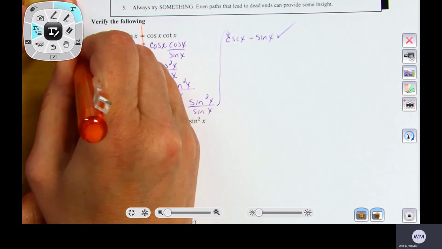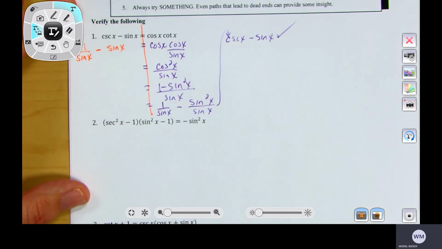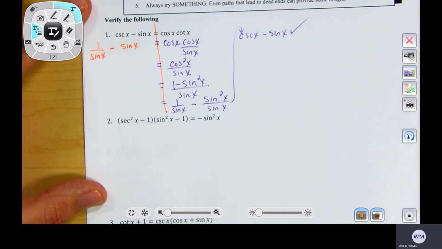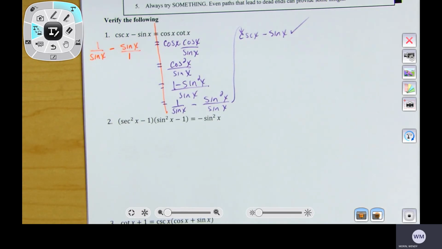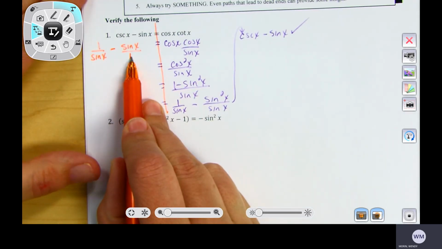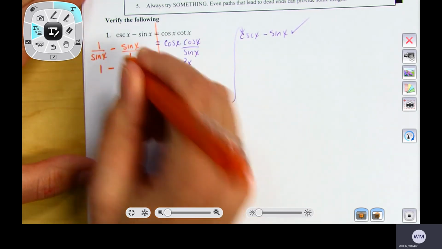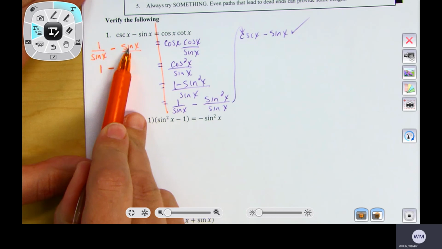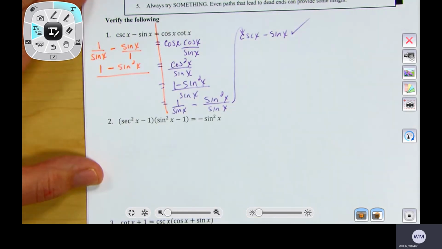So how about we change this to 1 over sine minus sine? And if you don't like that by itself, put it over 1 if you like that better. Now, didn't I teach you how to subtract fractions in one step? Why don't you practice? Lower right, 1 times 1 minus, in this case, sine times sine, all over what? Sine x.